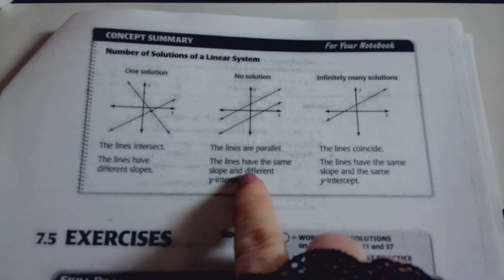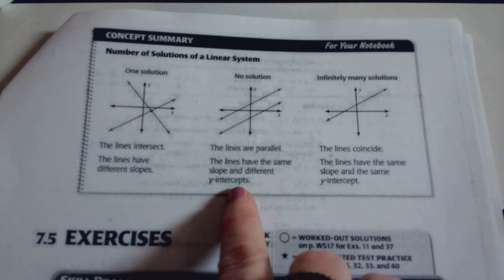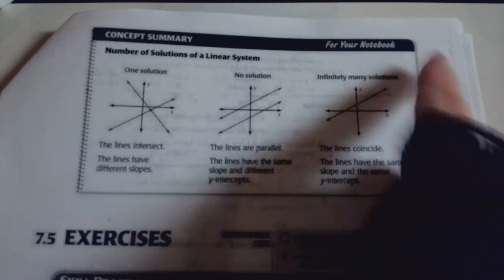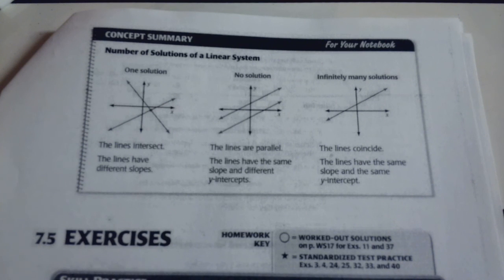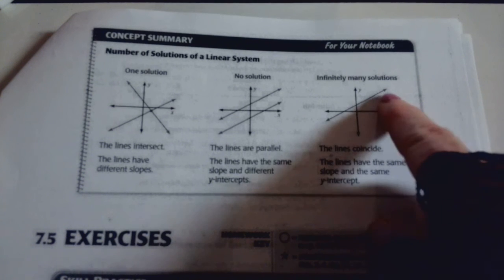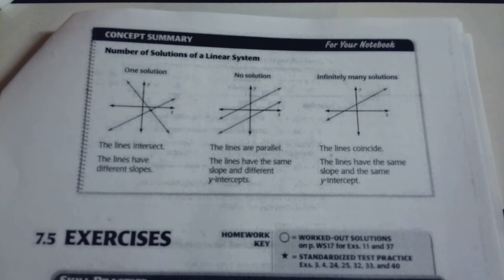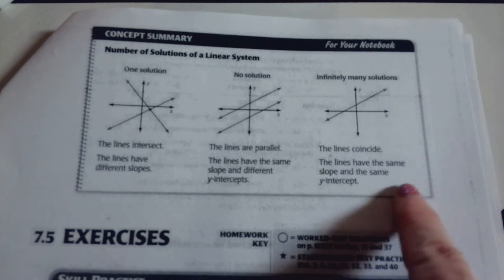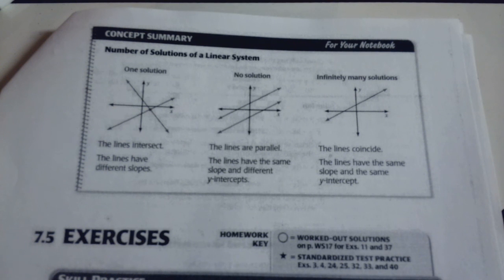Here, if they're parallel, the lines have the same slope and a different y-intercept. So I would definitely have this down because it's a visual and also it's written here. So this is even better than the note before. You can see it by a diagram and by the writing. So the last one, infinitely many solutions. The lines are the same, so they're exactly the same slope and same y-intercept. And that wraps it all up.